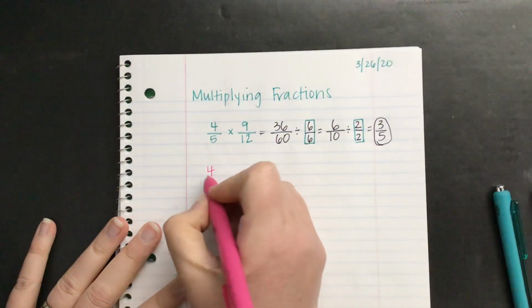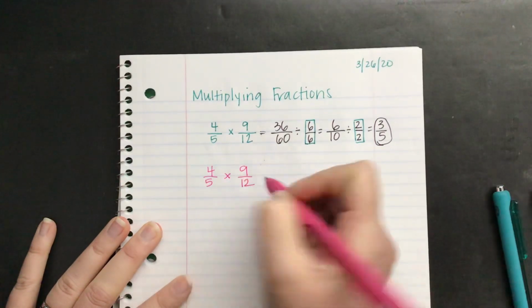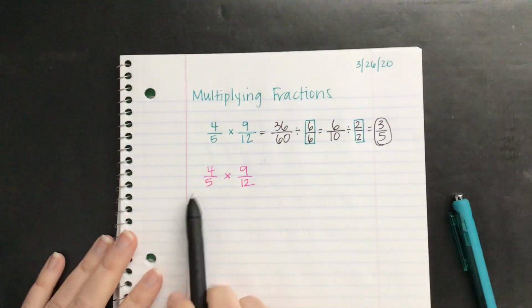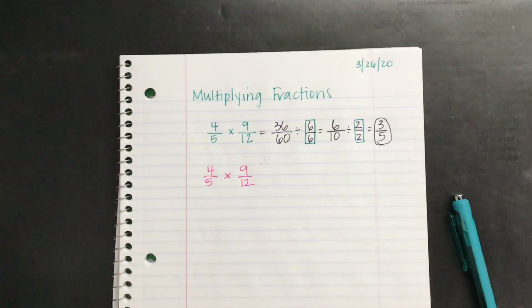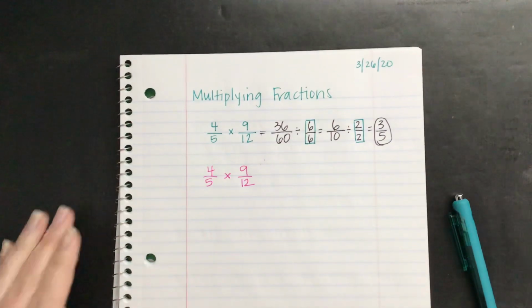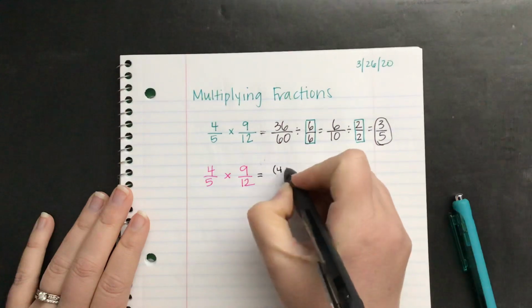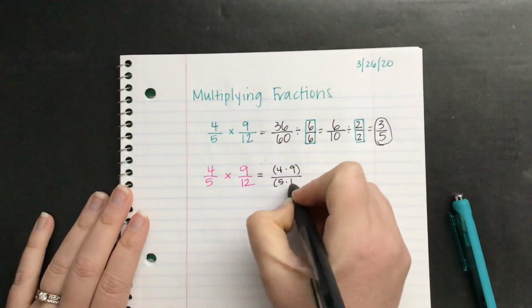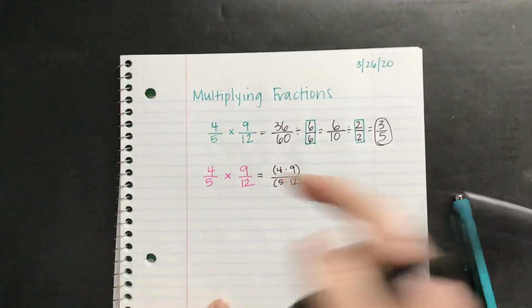So we're going to start with 4 over 5 times 9 over 12. Now before I even start to solve this problem, I'm going to think about, I have numbers in the numerator and numbers in the denominator. And I can cross cancel some of these numbers out to reduce my fractions before I multiply. So you can think about this as if I rewrote these fractions as 4 times 9 on top and 5 times 12 on the bottom. I can now reduce across those fractions.